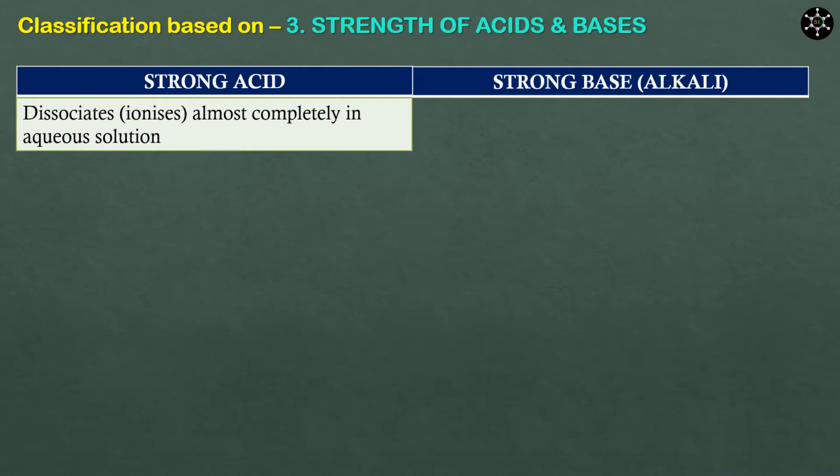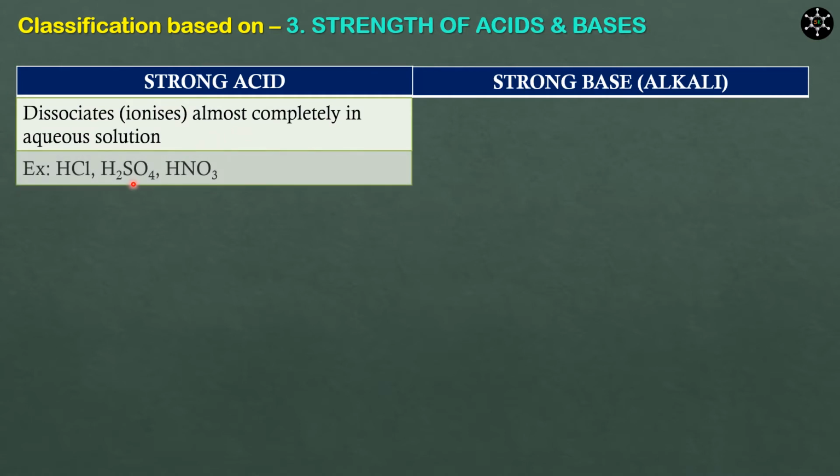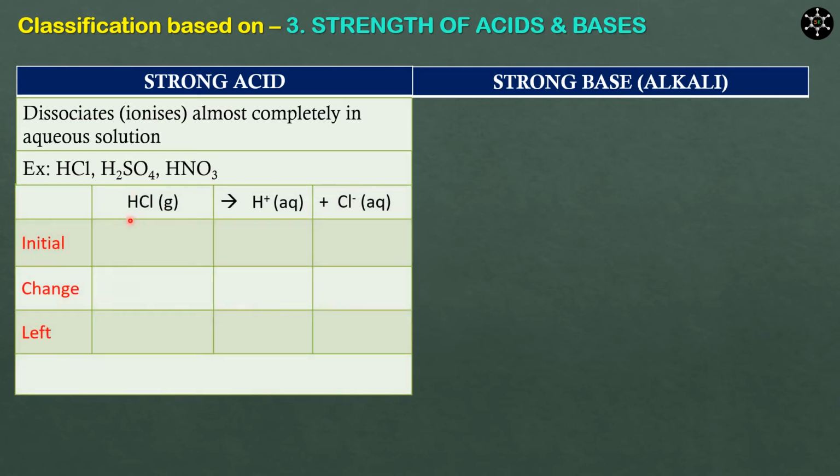Strong acid dissociates almost completely in aqueous solution. Hydrochloric acid, sulfuric acid, and nitric acid are few examples. Let us understand the dissociation of strong acid in water by considering HCl as an example. Let us consider 100 HCl molecules in water. Initially, when HCl is just added to water, we won't have any H plus or Cl minus ions.